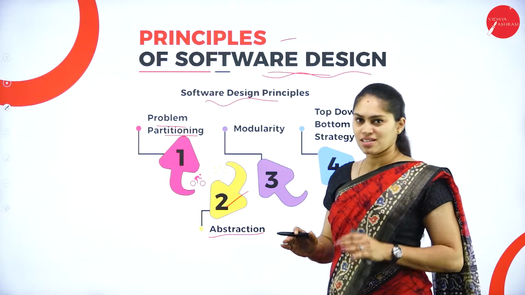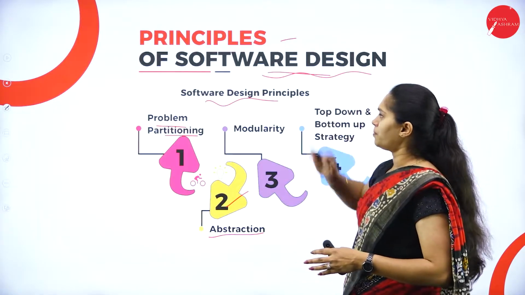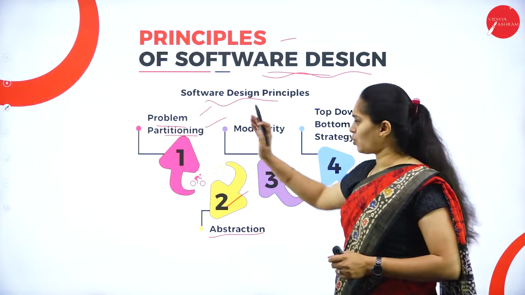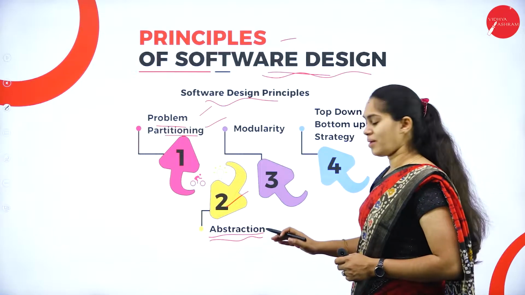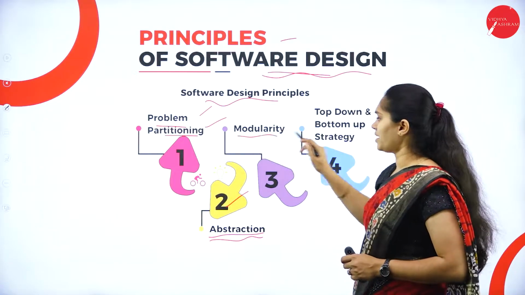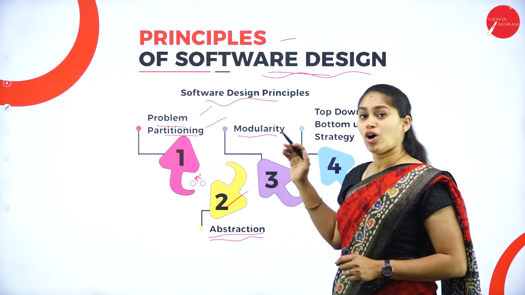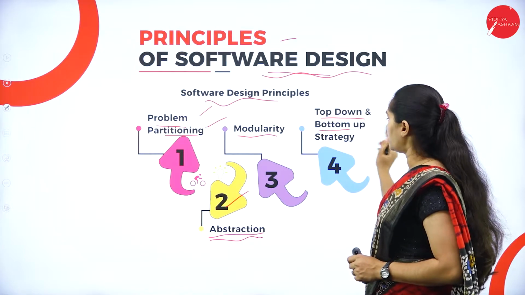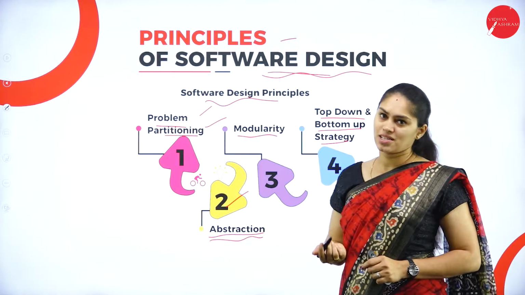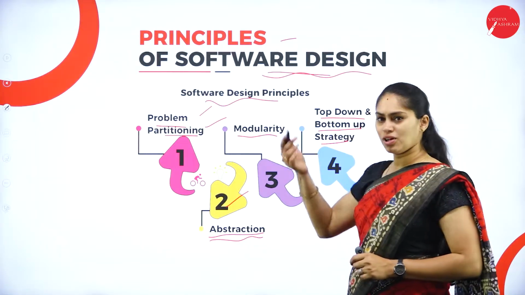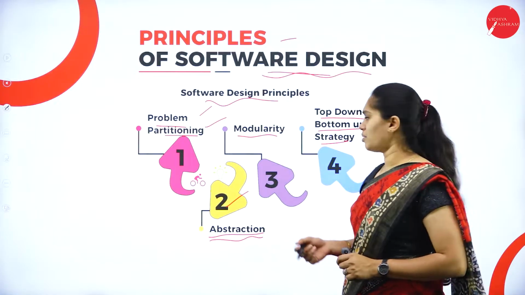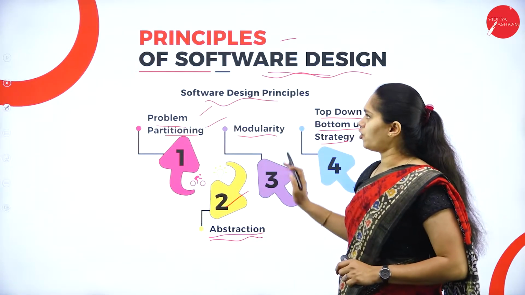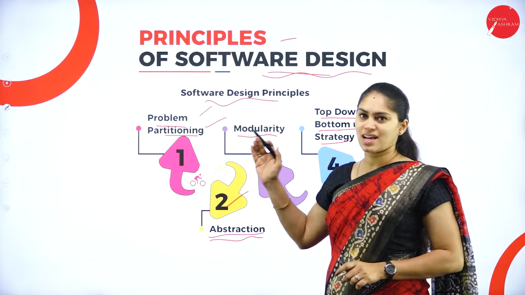As of now, you just understand we have 4 components or 4 principles of software design. First is regarding problem partition. Once it is partitioned, next we need to maintain the abstraction. Then we have to be concerned regarding modularity. After that, that modular approach can be either a top down approach or a bottom up strategy. It can be any one of these, top down or bottom up. We are going to see about each type of strategy in my coming session. So now these 4 are the principles of software design approach.